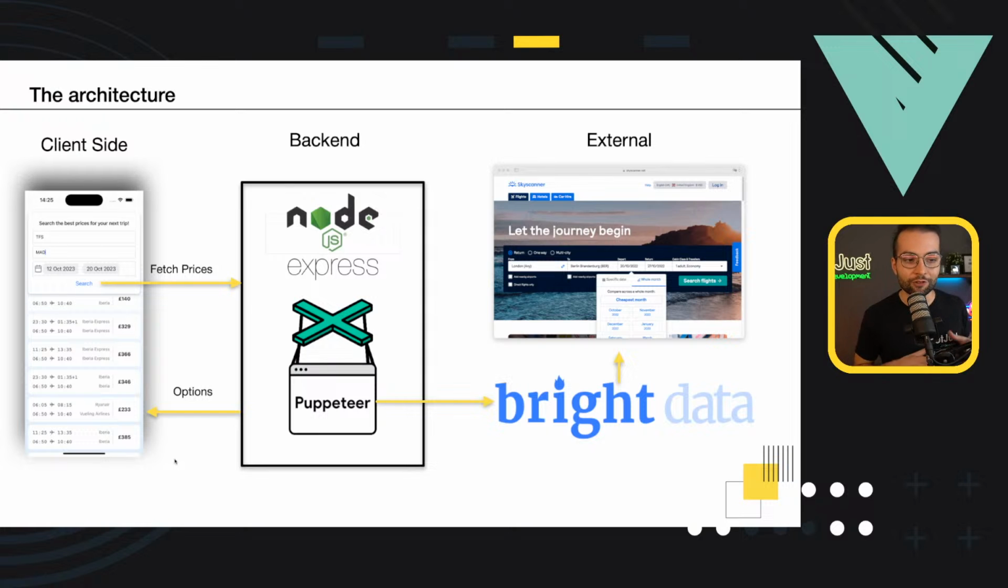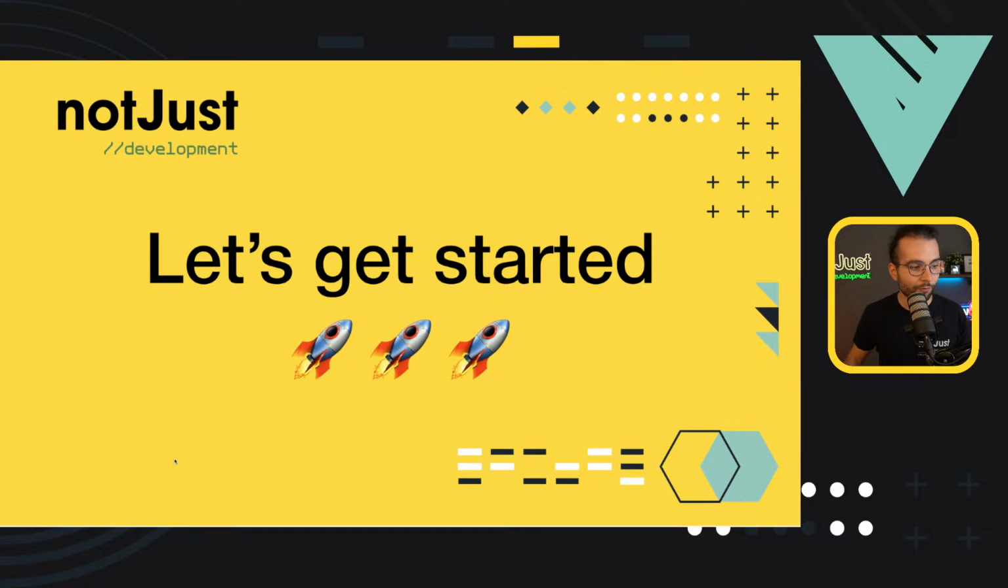Everything is going to be real time, so when the user searches something, it's going to take a couple of seconds until the data comes in, but everything is going to be live and real time, because that's what you need when tracking prices. Prices can change from minute to minute, so that's going to be the benefit of it. So without further ado, let's get started. Let's jump into it.